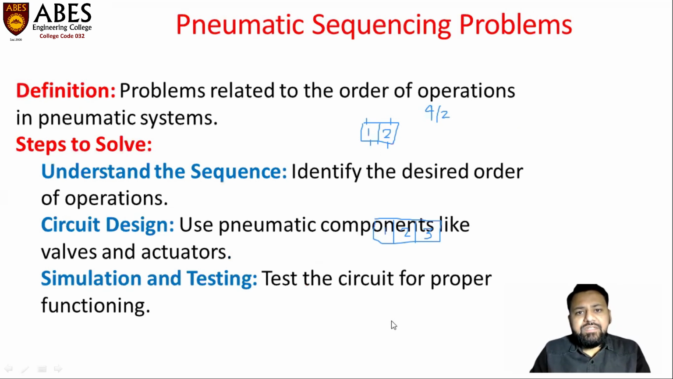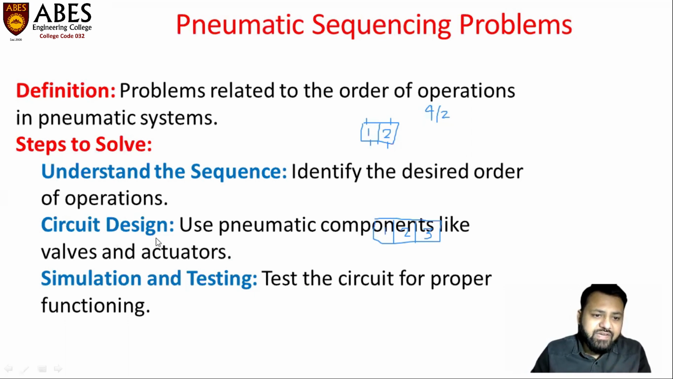Then, at the end of this topic, we need to discuss a particular problem, the pneumatic sequencing problem. The definition is a problem related to the order of operations in a pneumatic system. Means a pneumatic system is working, so we have to decide what operation should be performed first, then second, then third. The first step to solve the problem is to understand the sequence, meaning we have to identify the desired order of the operations we are going to perform.